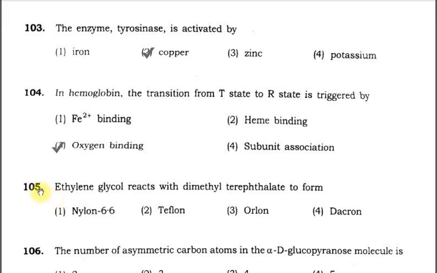Question number 105. Ethylene glycol reacts with dimethyl terephthalate to form: number 1, nylon 66; number 2, Teflon; number 3, Orlon; number 4, Dacron. The correct one is number 4, Dacron. Dacron is a polyester formed by condensation polymerization of a diol and a diacid.